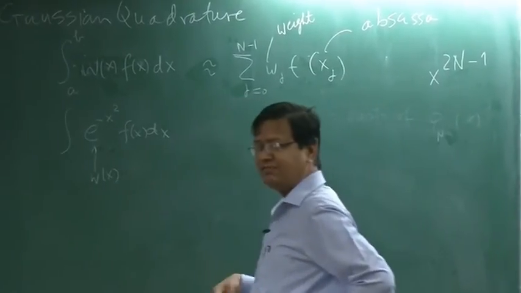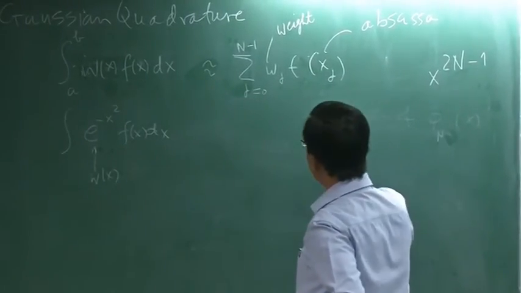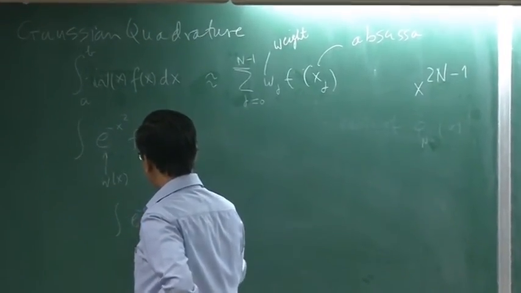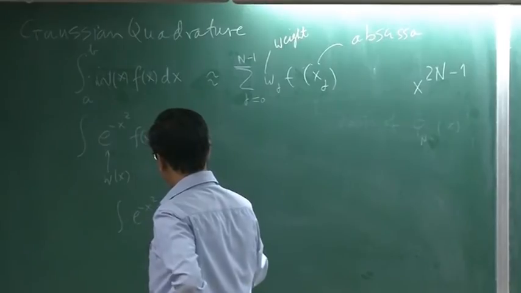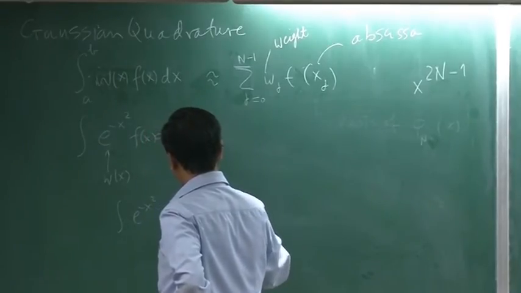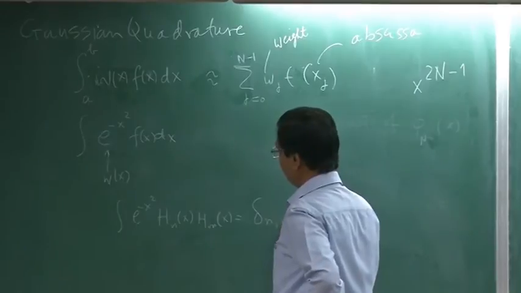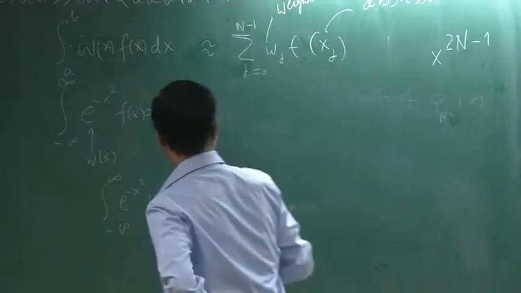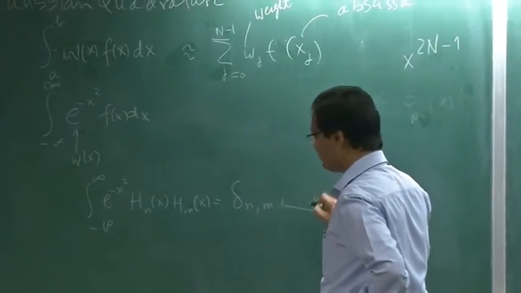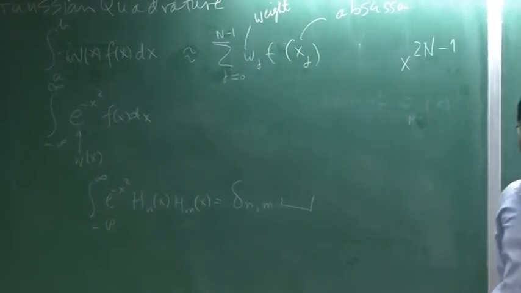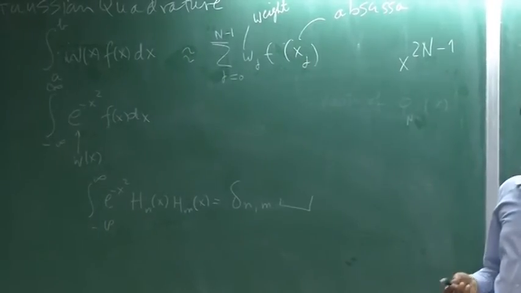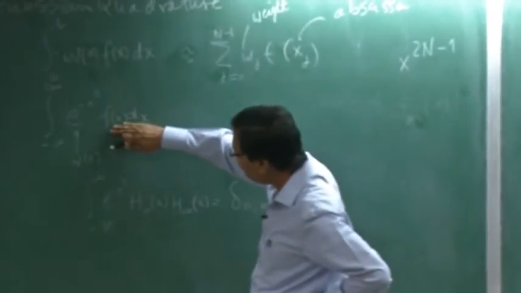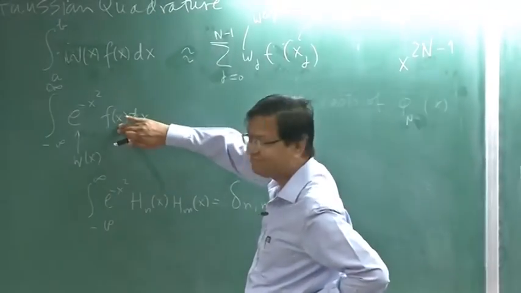In fact, if you look at Hermite's polynomial, the orthogonal relation is e to the power minus x squared H_n of x H_m of x, and this goes from minus infinity to plus infinity. Okay, and there is a factor in front which I do not remember. So this is an orthogonal relationship for Hermite's polynomial and this is appropriate. So my function f of x should be expanded with this.